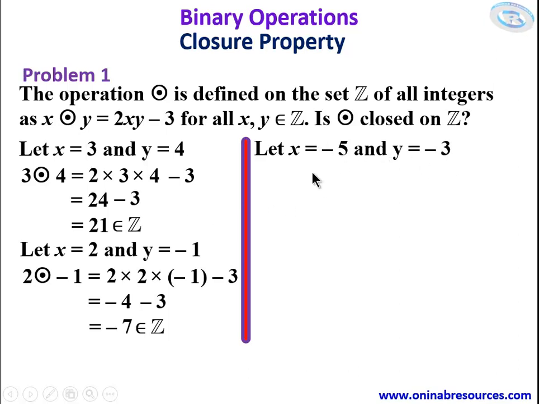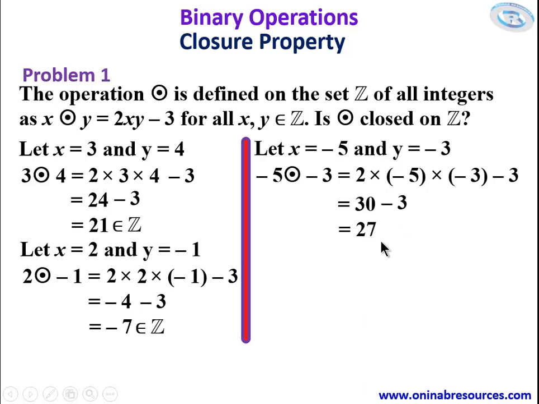So we now operate them. That is negative 5 operation negative 3 will give us 2 times negative 5 times negative 3 minus 3. So this is basically substitution. So 2 times negative 5 gives negative 10. Negative 10 times negative 3 will give us 30, then minus 3 will give 27, and 27 is an integer.